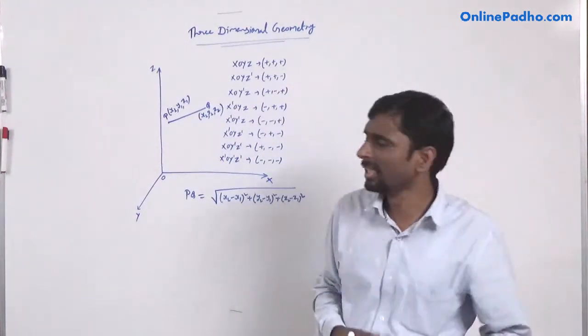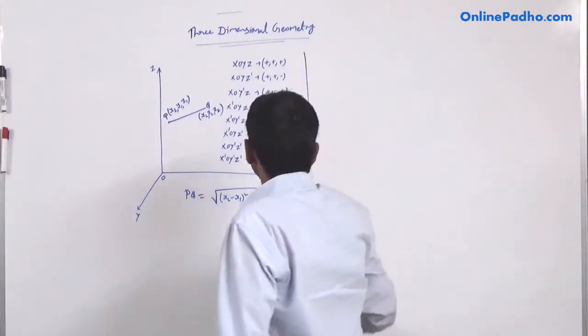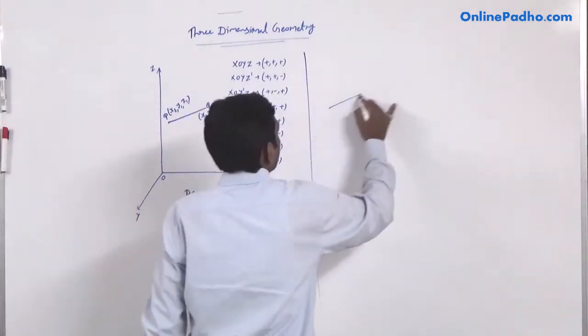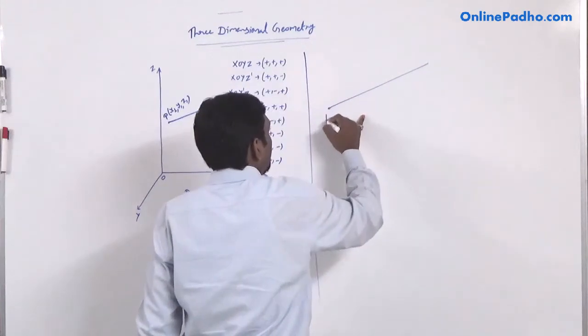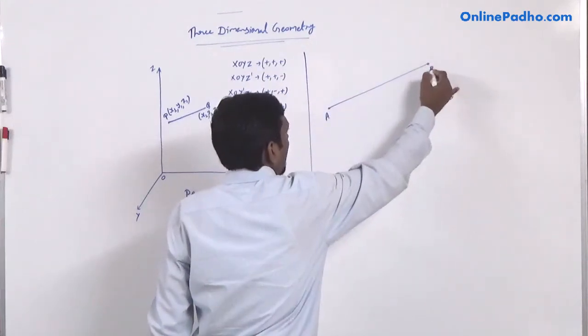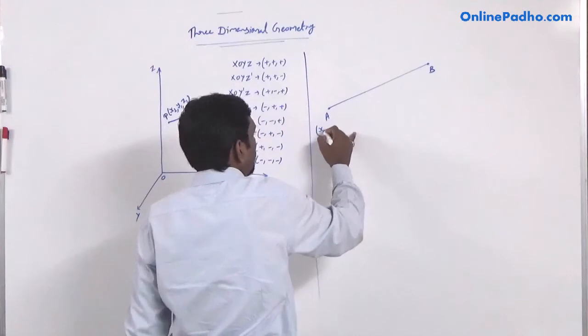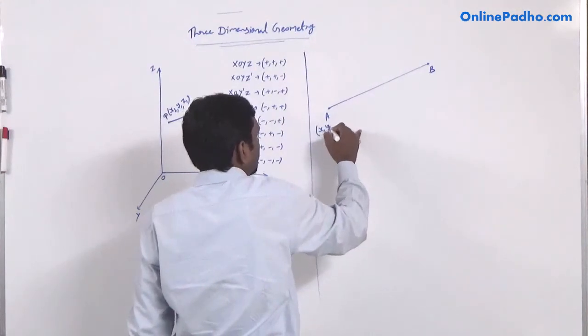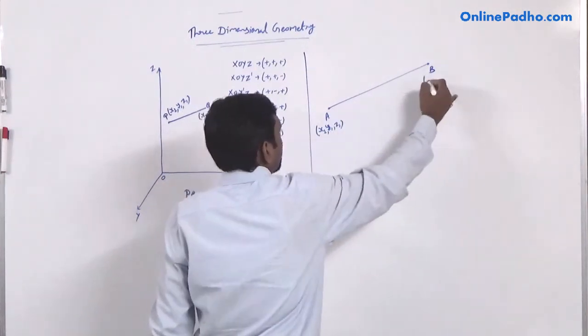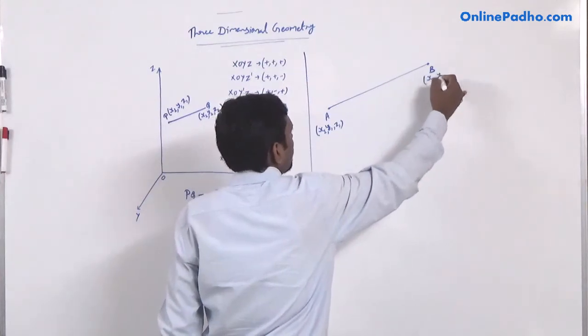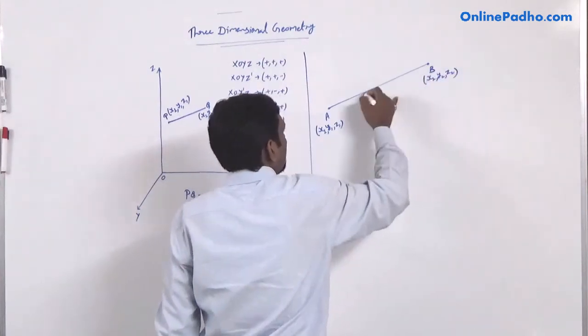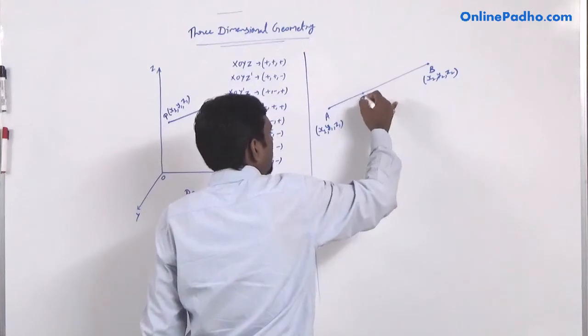Now we learned in class 11th about the section formula. What is the section formula? If we have 2 points in the three-dimensional plane, the point A has coordinates x1, y1, z1, and point B can be written as x2, y2, z2, right? And we have a point P.